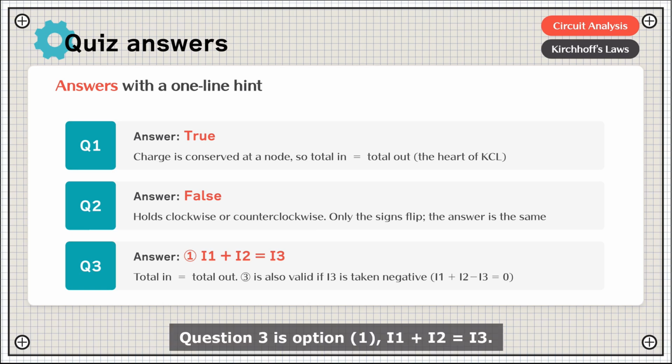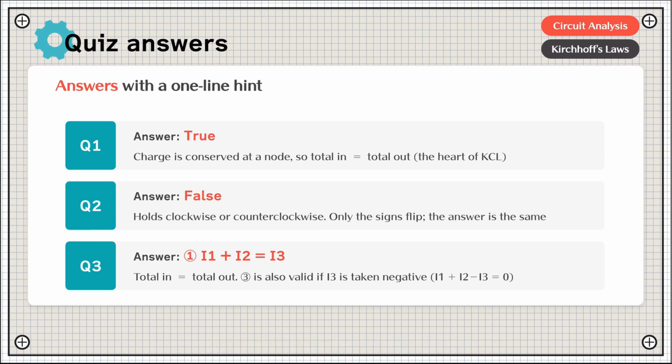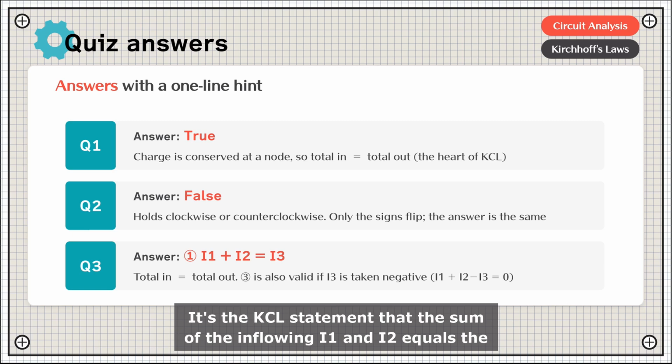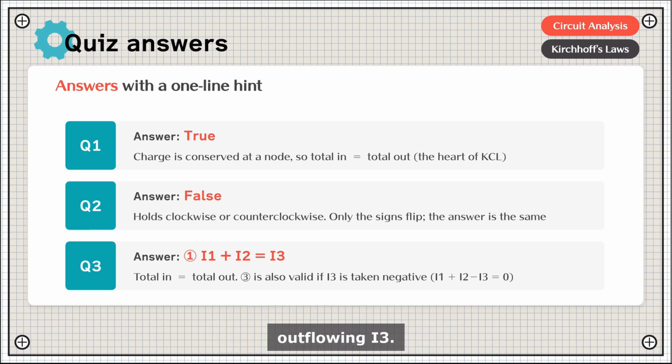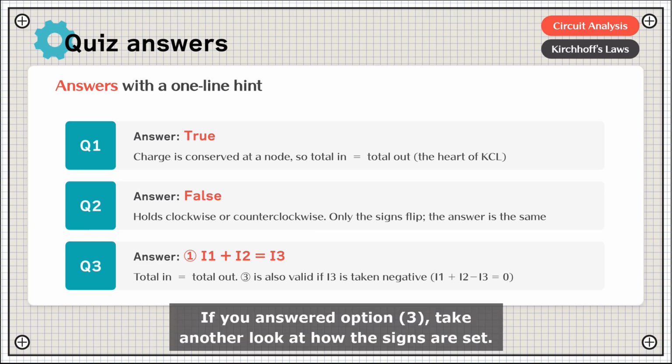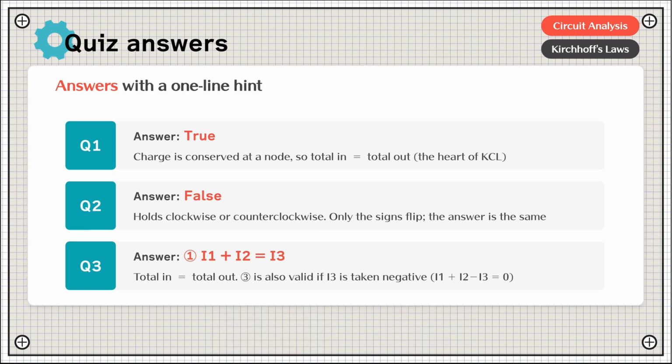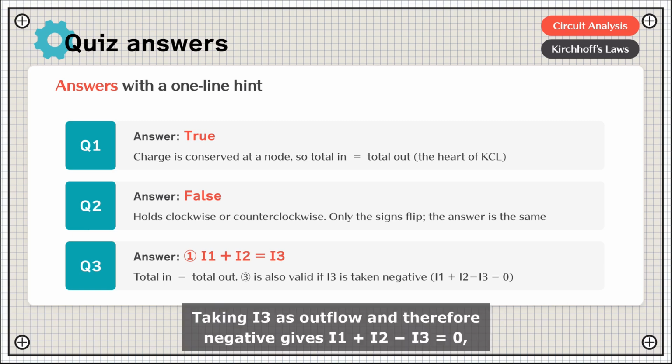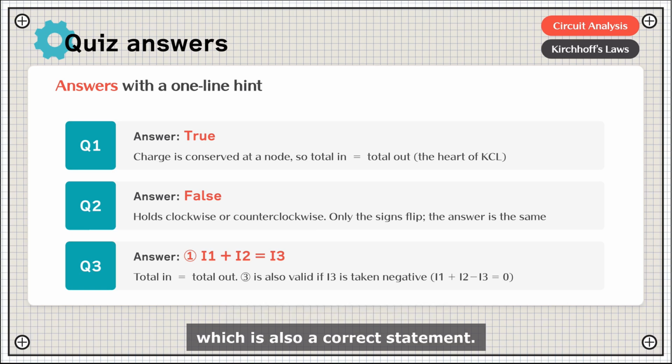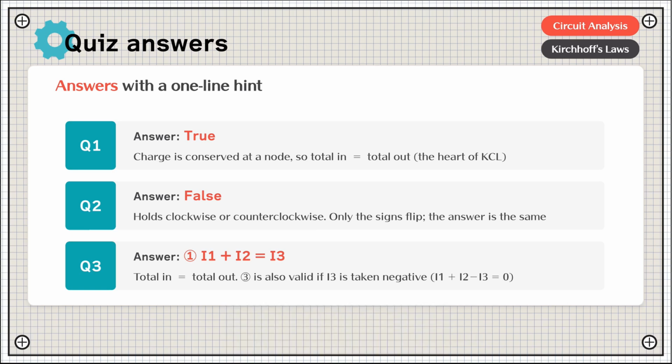Question 3 is option 1, I1 plus I2 equals I3. It's the KCL statement that the sum of the inflowing I1 and I2 equals the outflowing I3. If you answered option 3, take another look at how the signs are set. Taking I3 as outflow and therefore negative gives I1 plus I2 minus I3 equals 0, which is also a correct statement.